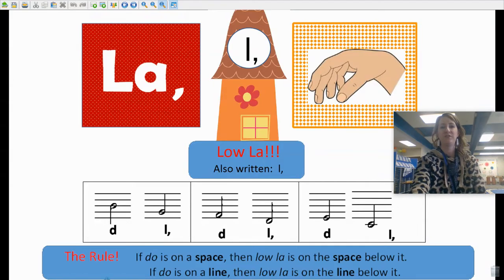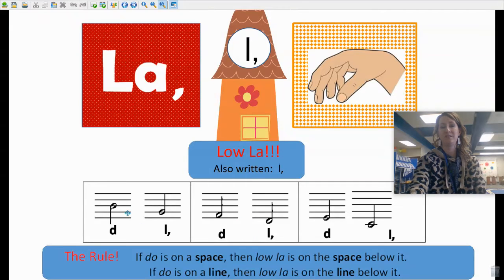So if do is on a space, then low la is on the space below it. And if do is on a line, then low la is on the line below it. So take a look at this middle one. Do is on a space, and we have to move to the space below the staff, and that's where that is. So here's do to low la.